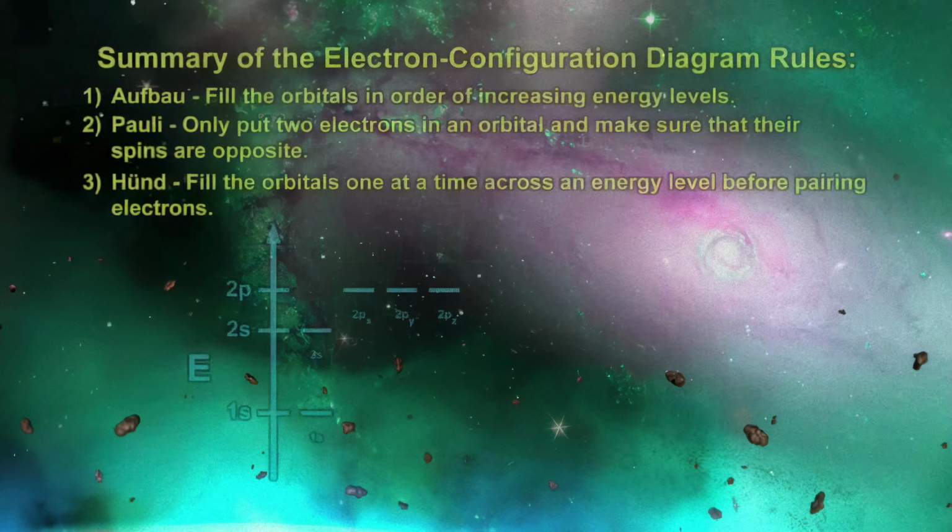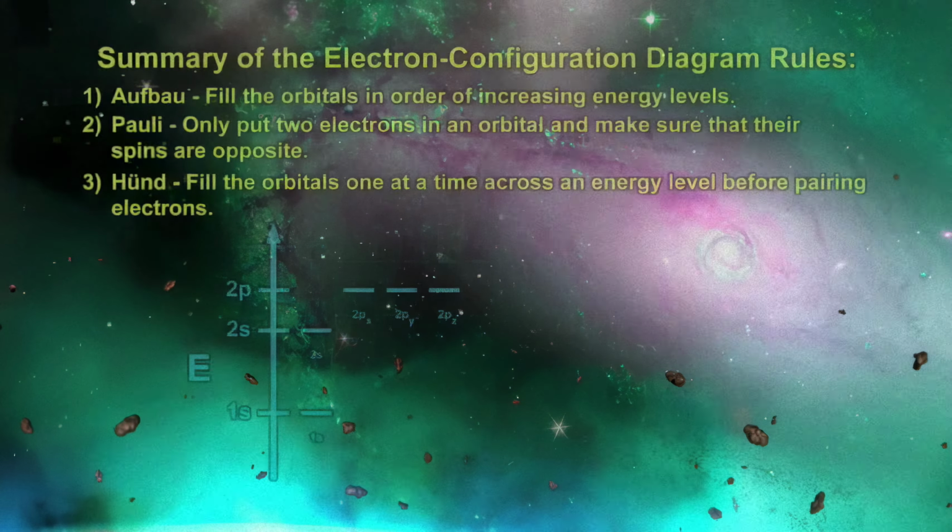Now let's review these 3 basic rules. The first electron goes into the lowest energy orbital, the 1s orbital, which is the Aufbau rule. The second electron goes into that same orbital with opposite spin. The Pauli exclusion principle states we can only have 2 electrons per orbital, thus the third electron goes into the next highest energy orbital, the 2s.